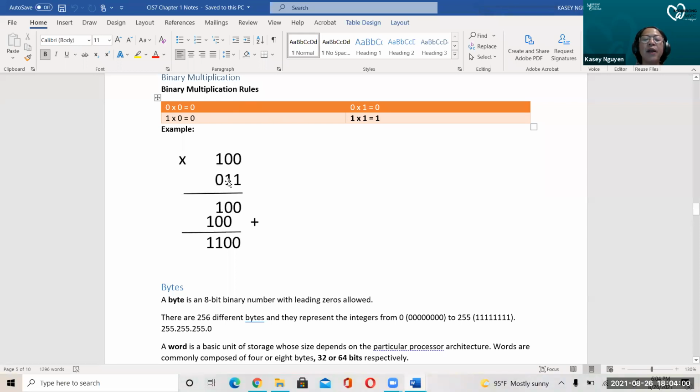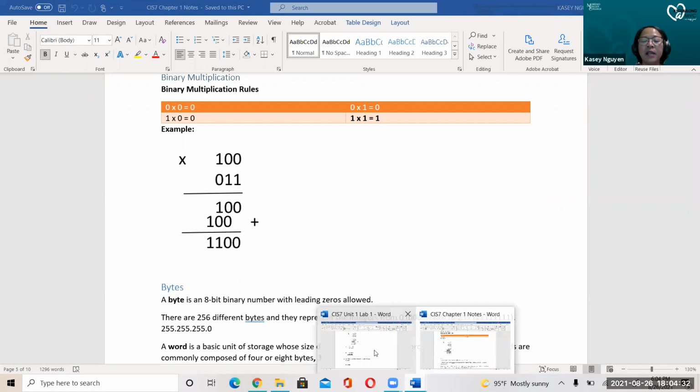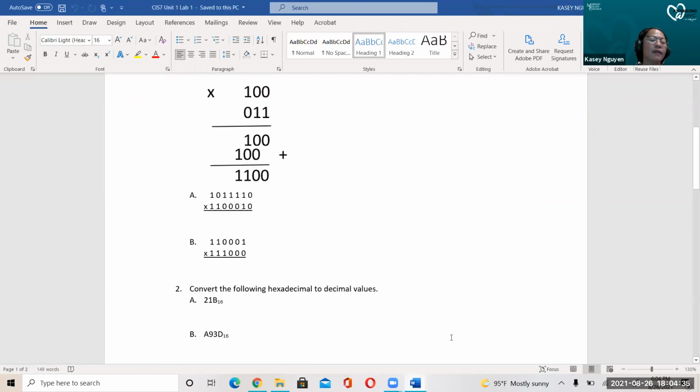So once you have the digits multiplied out, then you want to add them. So the 0 simply drops down, and then this 0, 0 plus 0 is 0. 1 plus 0 is 1, and then 1 plus 0, because the top would be a 0 there, is a 1. So your final result is 1, 1, 0, 0. Okay. And the same example is shown in your assignment.